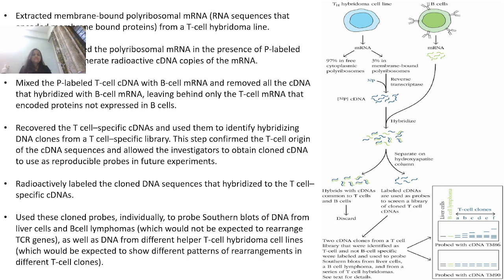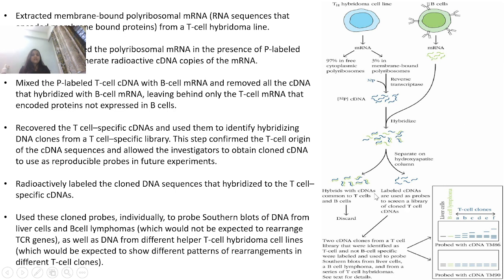So what they did, they used those cDNAs which were not hybridizing with the mRNA of the B cells, and these labeled cDNAs, as they were phosphate labeled, were used as probes to screen a library of cloned T cell cDNA. They cloned many T cell cDNAs before, and they wanted to find that specific receptor, and they took some T cell specific cDNA, and hybridized it with this single stranded cDNA which were unique to the T cells.